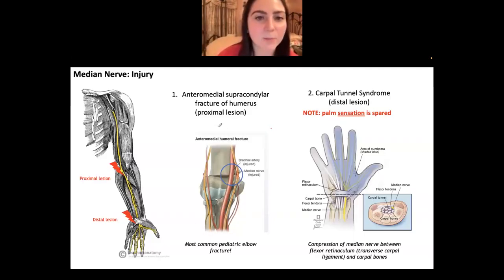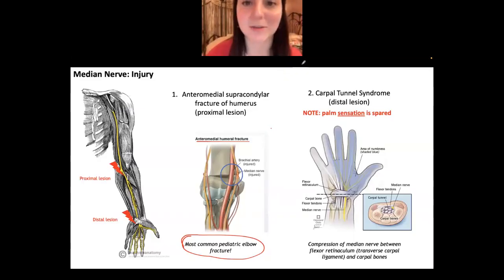All right, and I only bring this one up, spending a little bit more time on this anteromedial humeral fracture, because this is the most common pediatric elbow fracture. So you have a 10-year-old that comes in and they broke their elbow. Likely it's going to be an anteromedial humeral fracture, because this is the most common one. But always use the symptoms of a median nerve injury versus a radial nerve injury to actually figure it out.